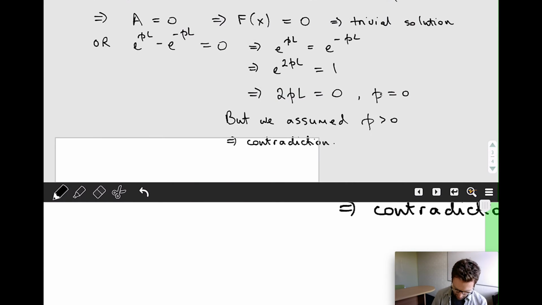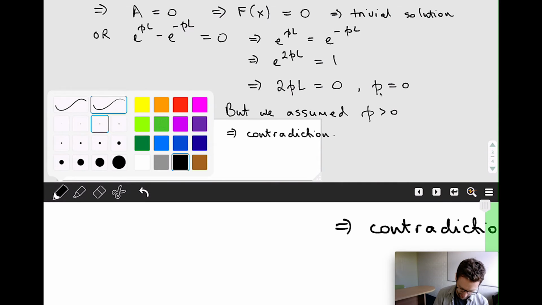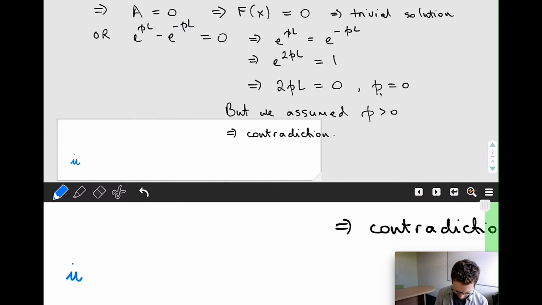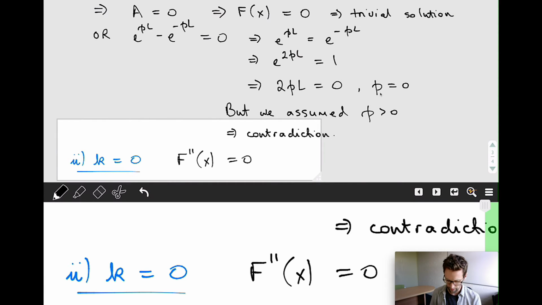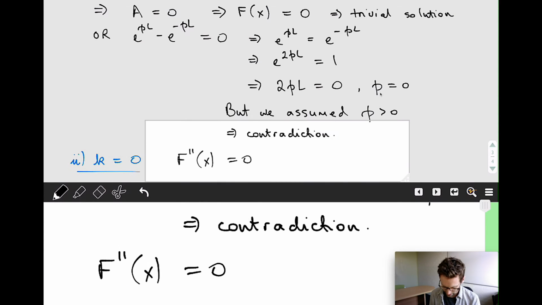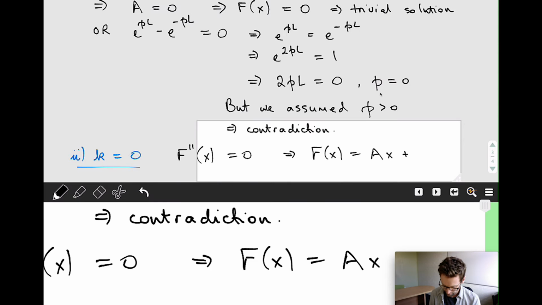Let's move to the next possibility. Let's look at k is equal to 0. So this is case 2. k is equal to 0. So what does my differential equation become? It's f double dash x is equal to 0. I can immediately solve that by just integrating to give me f of x is equal to ax plus b.